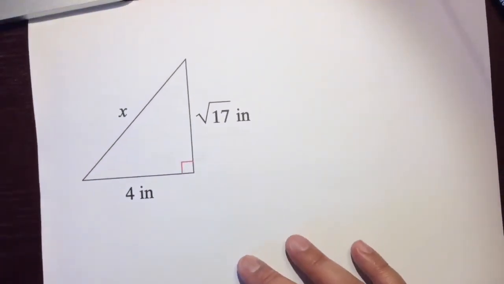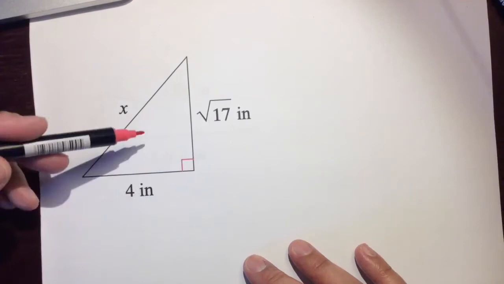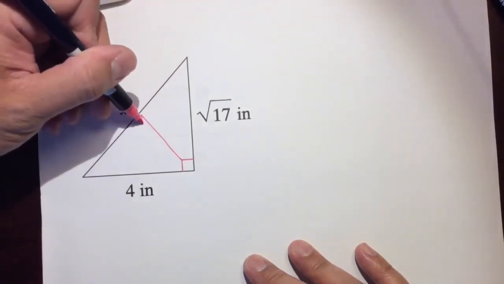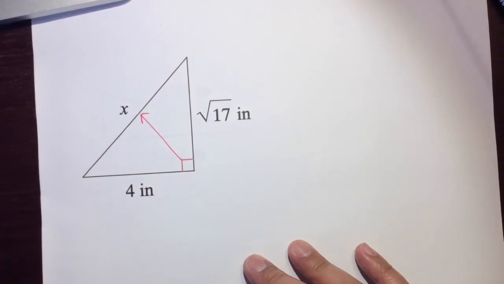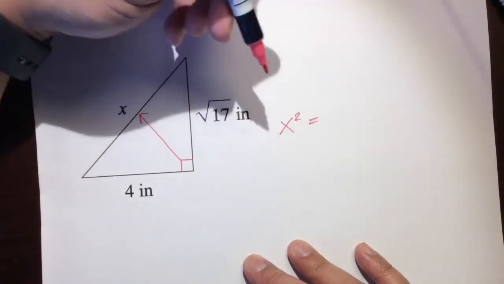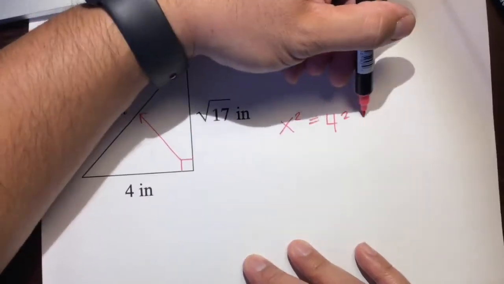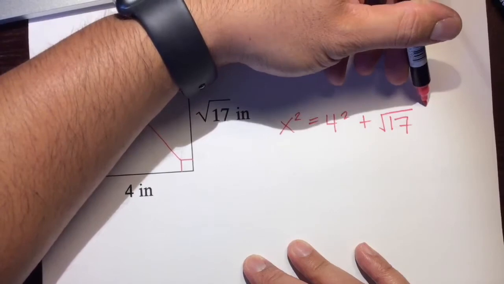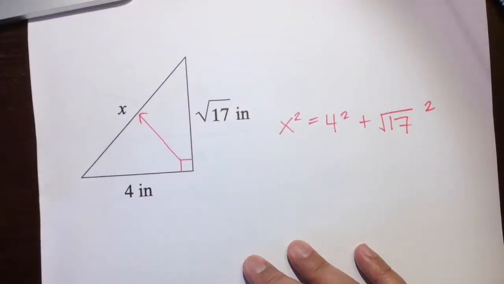Second to the last example. Right triangle, trying to find a missing side. So let's use the Pythagorean theorem. Let's identify the hypotenuse, which is x. Okay, x squared is equal to 4 squared plus the square root of 17 squared.